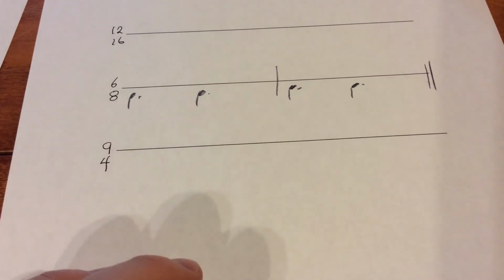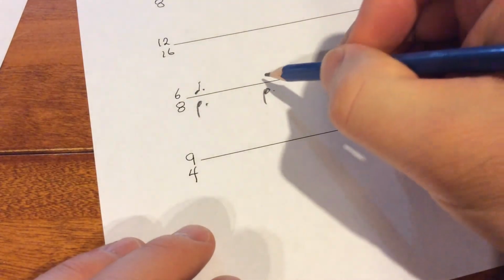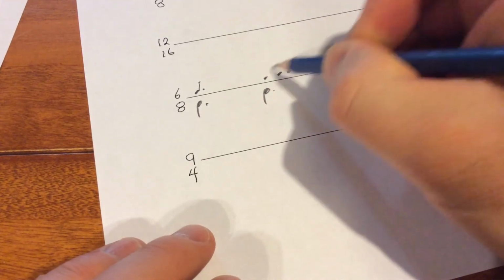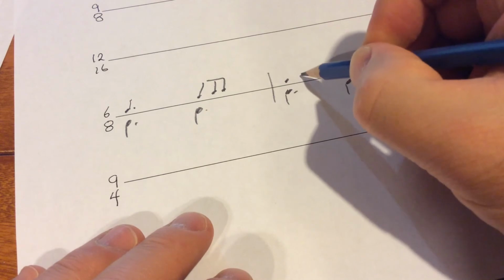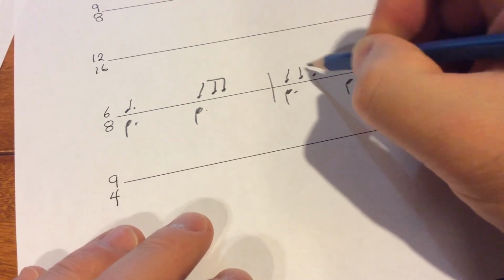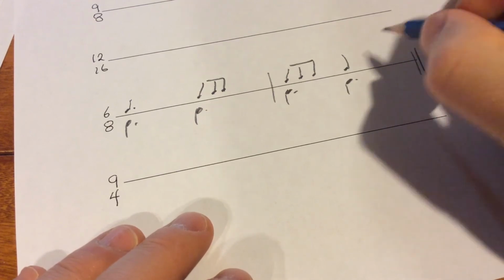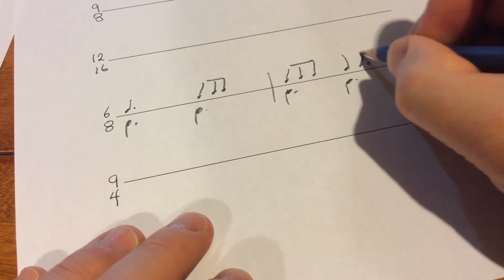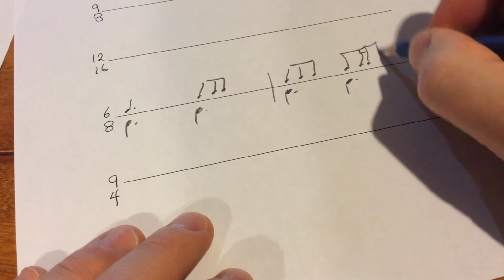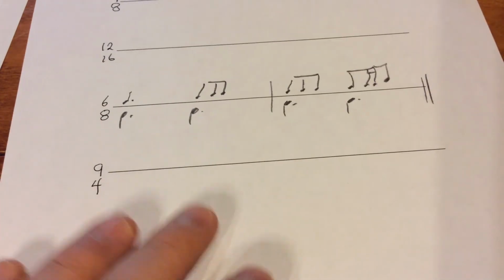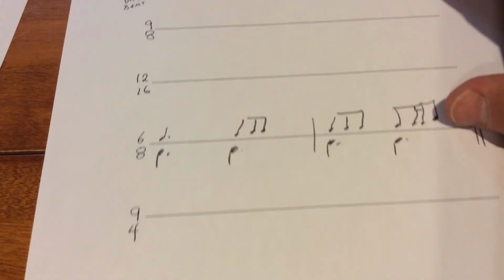And then now really I can just start creating any types of rhythms. So I'm just going to do this super simple. Maybe for this one. And we'll do something like this. There you go. So that's it for compound time.